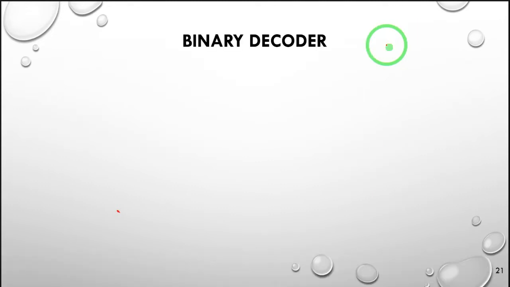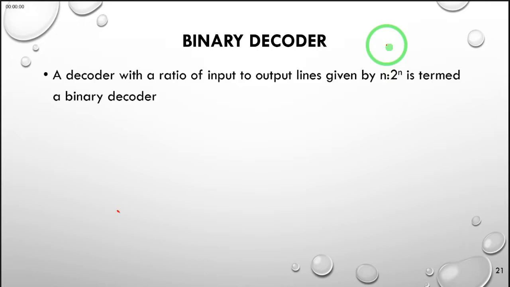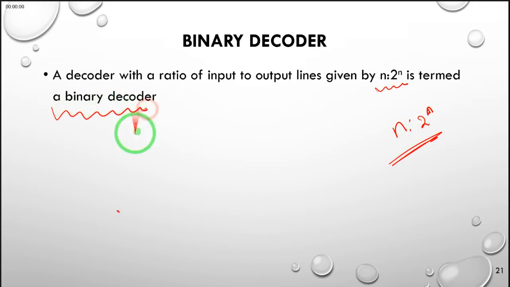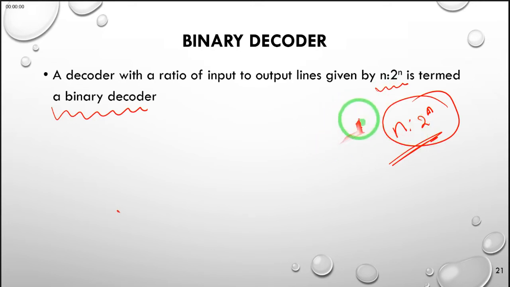For us to understand this better, we need to look at a binary decoder. A binary decoder is one where the ratio of input to output lines is n to 2 to the power n. This is known as the binary decoder. Sometimes you may have other decoders that do not follow this ratio, and those are beyond the scope of our course. So we will concentrate on the binary decoder and illustrate how it works.